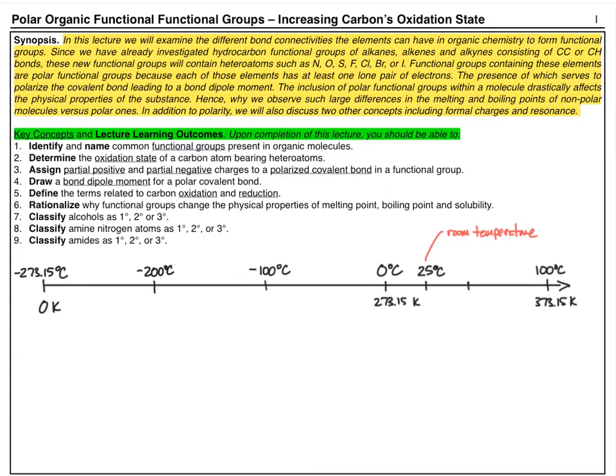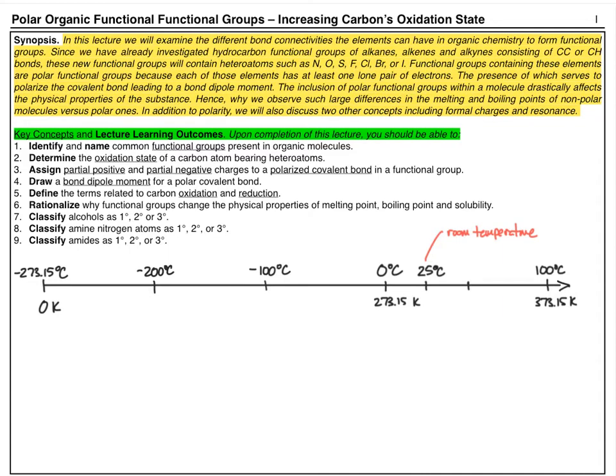In this lecture, we're going to talk about polar organic functional groups and how increasing the oxidation state of carbon has an effect on the physical properties of the molecule. So we've already seen hydrocarbon functional groups including alkanes, alkenes, and alkynes that have carbon-carbon single, double, and triple bonds and carbon-hydrogen single bonds. The new functional groups that we're going to look at are going to contain heteroatoms, and a heteroatom is anything other than carbon or hydrogen. So for example, nitrogen, oxygen, sulfur, or a halogen such as fluorine, chlorine, bromine, or iodine.